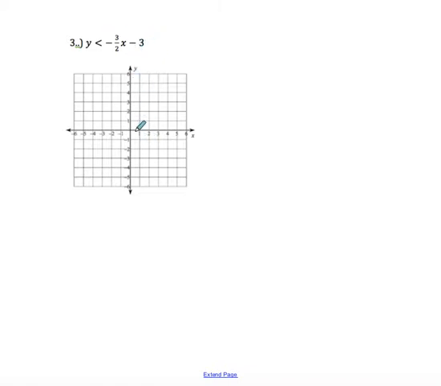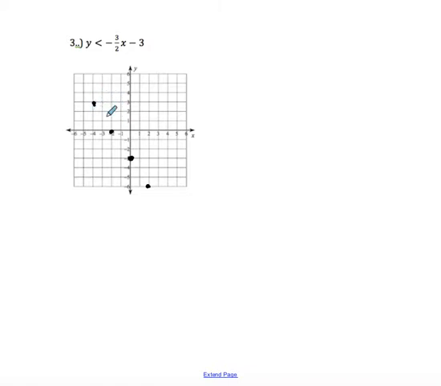My starting point is negative 3. I'm going to place a point there, and my slope is negative 3 over 2. So I'm going to go up and to the left, 1, 2, 3, 1, 2, and I can also go down, 1, 2, 3, and over 2. And so that's step 1 to get those points plotted. And I'm going to add one more point on here. 1, 2, 3, 1, 2.